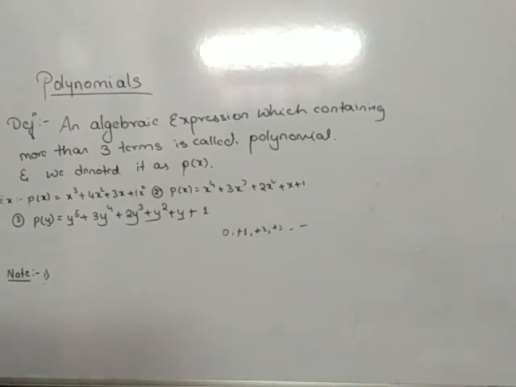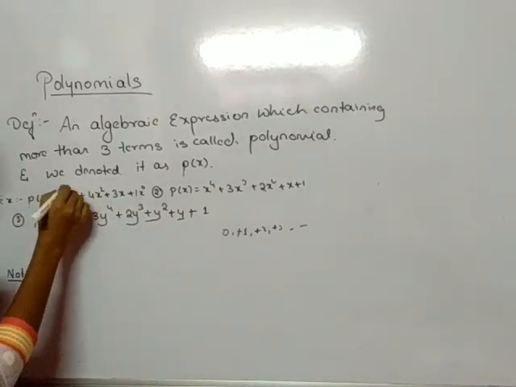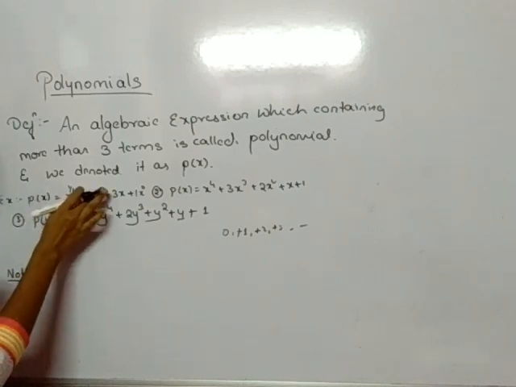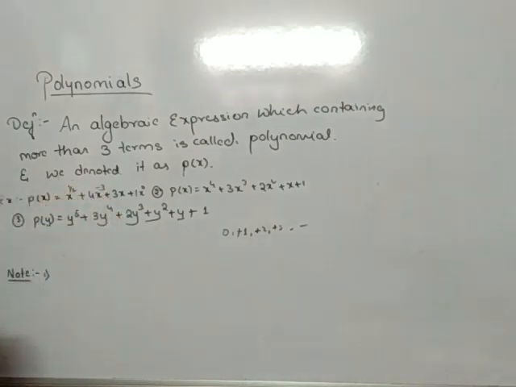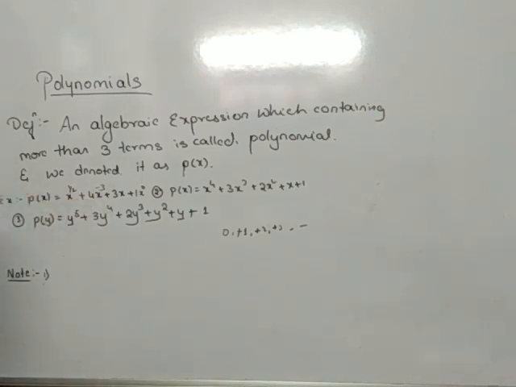Okay. Now, if the power is present either in fraction form or in negative integer form, then such types of algebraic expressions we cannot call polynomials, right? The powers of the variables should be whole numbers or positive integers, right? Such types of expressions are considered polynomials.